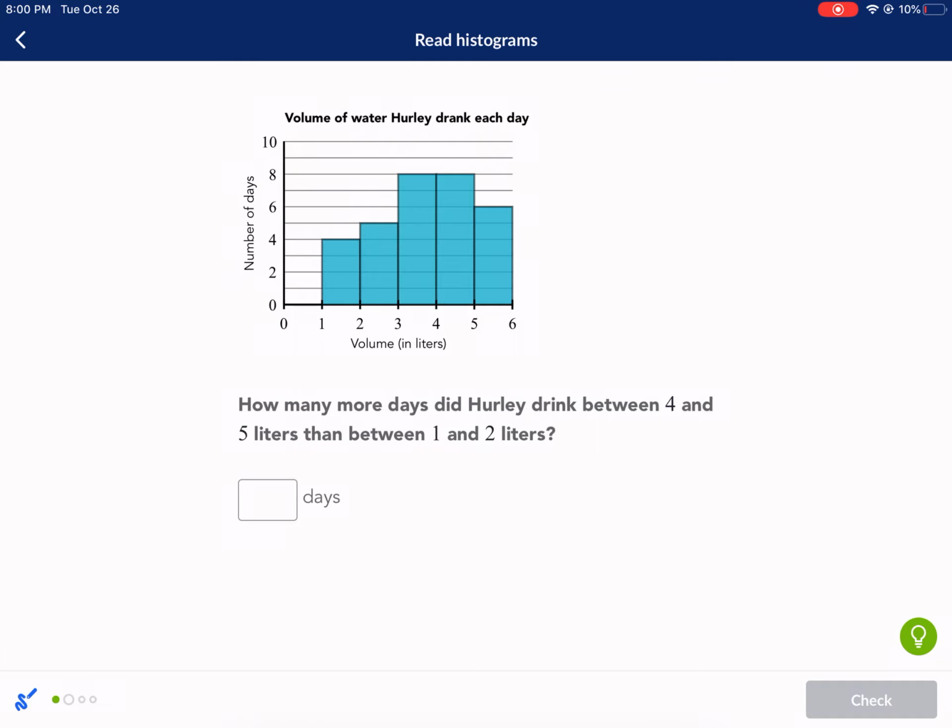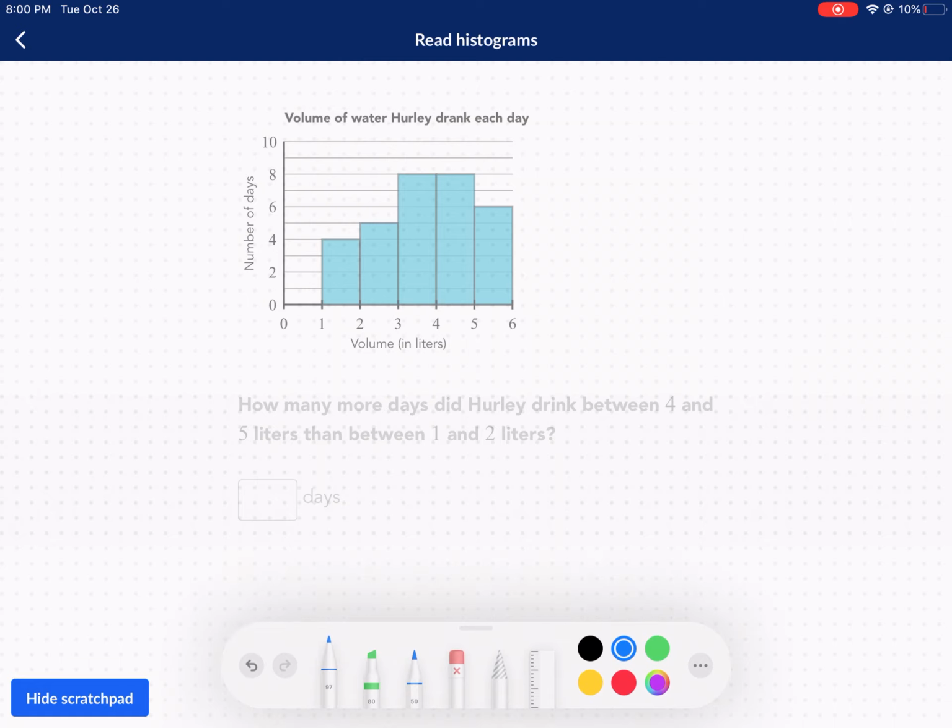Next, the volume of water Hurley drank each day. So this is the number of days. If they did all 10, that means 10 days in a row drinking that volume of water. This is very little water, barely any. You can see that he didn't have any of that. This is a lot of water, so that's lots of H2O.